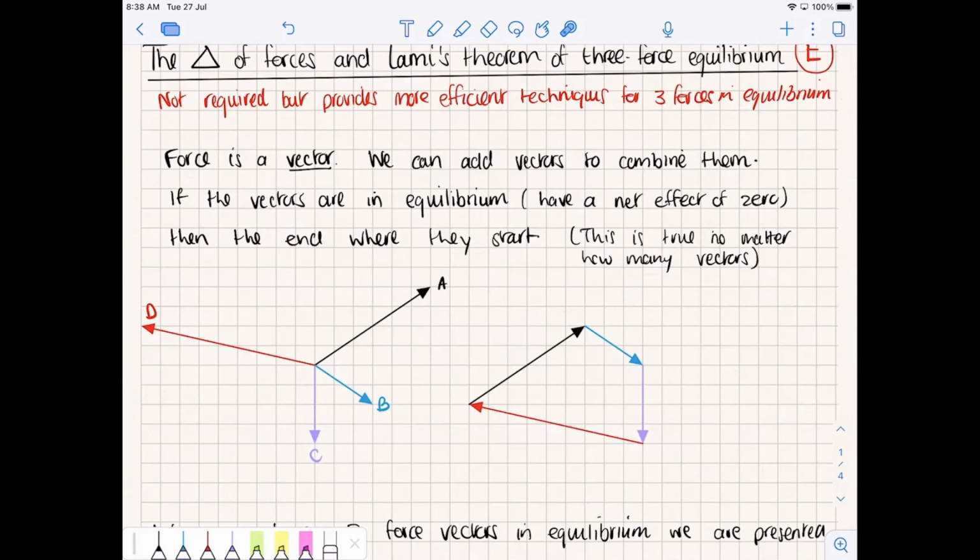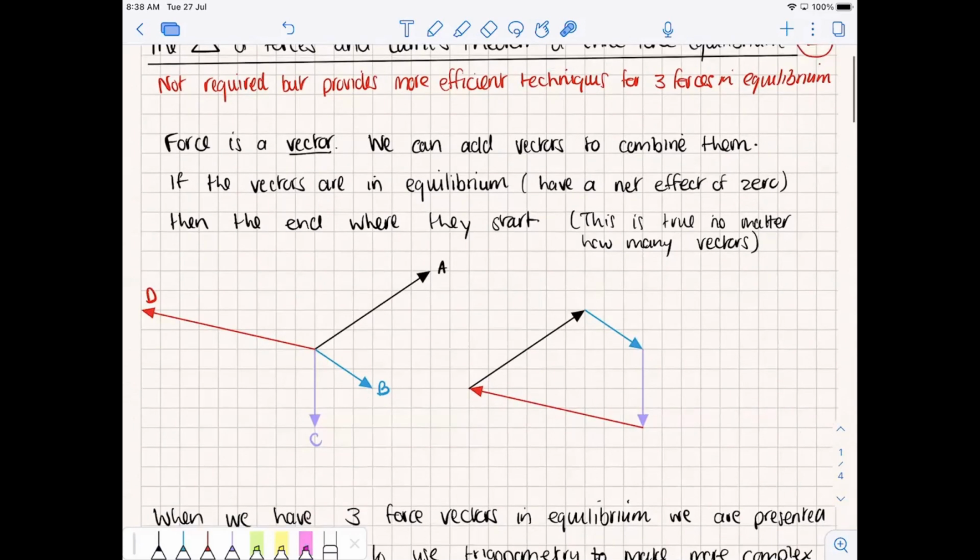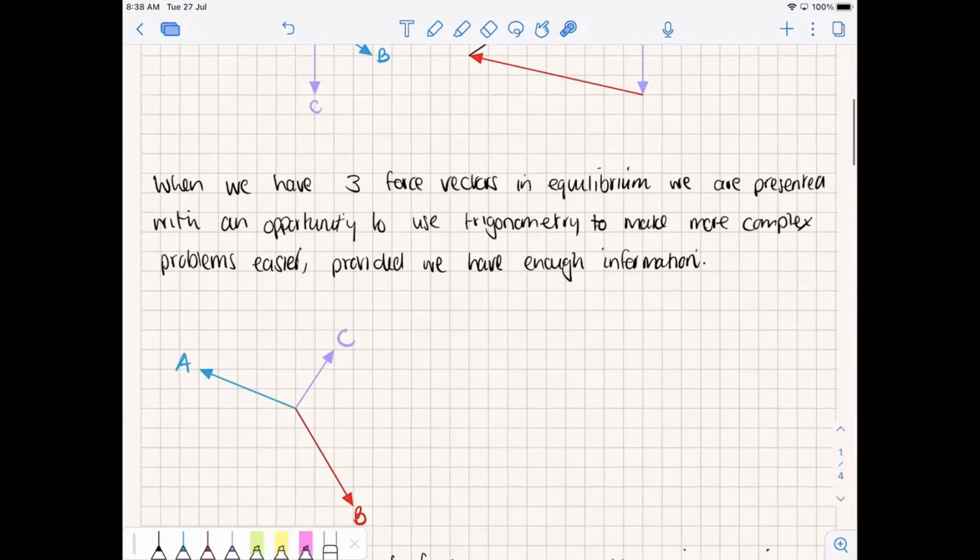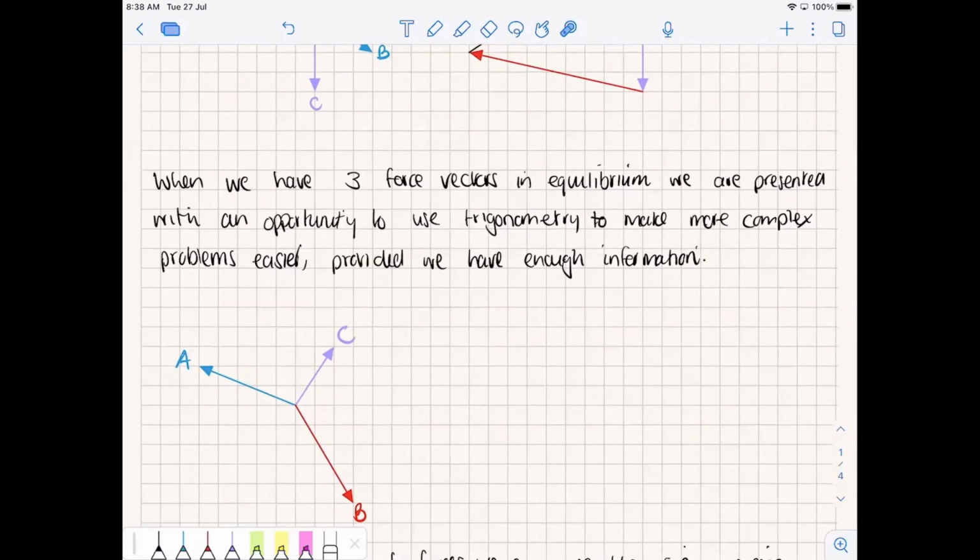Now, this is only going to be the case where the net force is exactly 0. So if I had to change any one of my vectors now and make it smaller or bigger, or change the angle at which the force is being applied, then those lines would not add up. They wouldn't make a nice little shape like that. Now, this is obviously very nice, because when we have three force vectors in equilibrium, we are presented with a lovely opportunity to use some trigonometry to make these more complex problems easier.